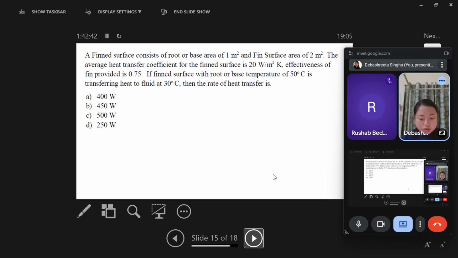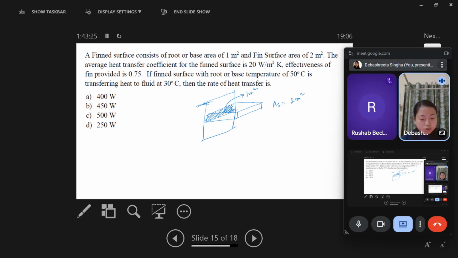A fin surface consists of root or base area of 1 meter square and fin surface area of 2 meter square. Okay, so suppose this is the fin, so this is the base area. Base area of the fin means which is connected to the base wall. So this is given to be 1 meter square, and the fin surface area is given to be 2 meters square.